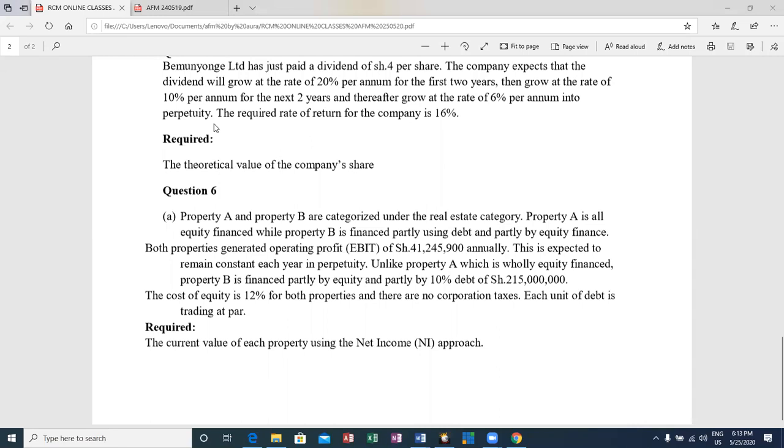What do you think in this case will be the interest of property A? Somebody there in your comments, what do you think is the interest payable for property A?